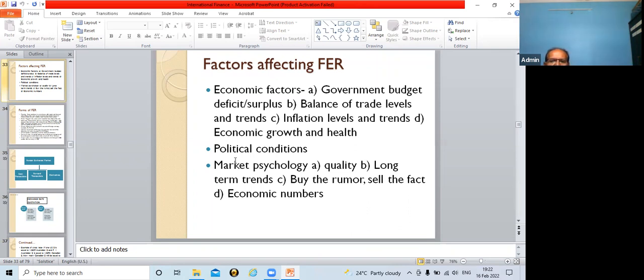Vice versa, if political conditions are worsened and the government is not stable, then there will be an adverse impact on the foreign exchange rate. Now, yesterday only there was a news that Russia is... Have you heard about Russia and Ukraine? What is going on between Russia and Ukraine?